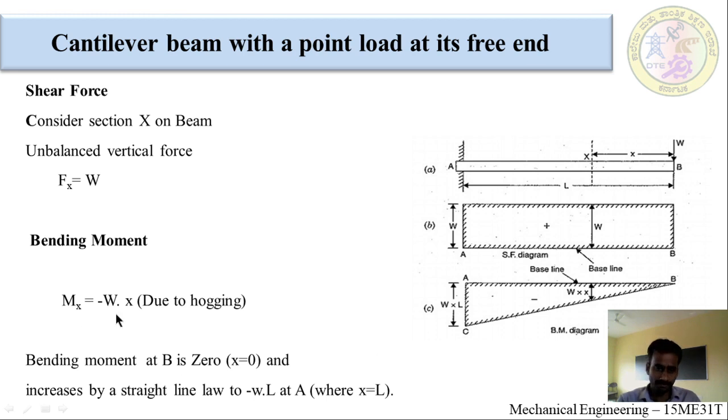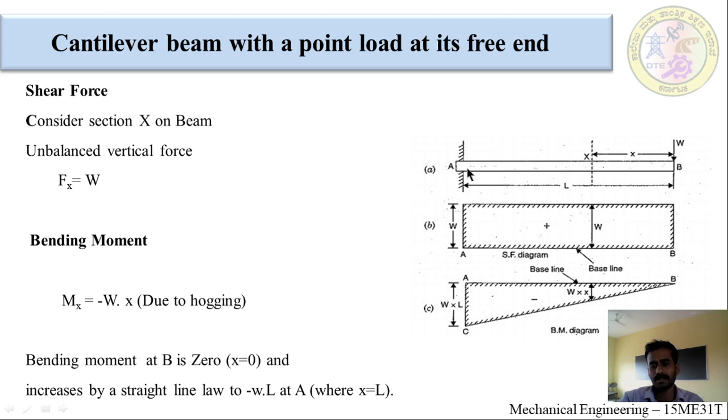So now substitute, and we can identify the bending moment at 2 points. At the free end, if x is equal to 0, then the bending moment at B is 0, because when you multiply x with W, you get 0. So x is 0, the bending moment is also 0, because it is at the free end. So the bending moment is 0 at the free end of the cantilever beam.